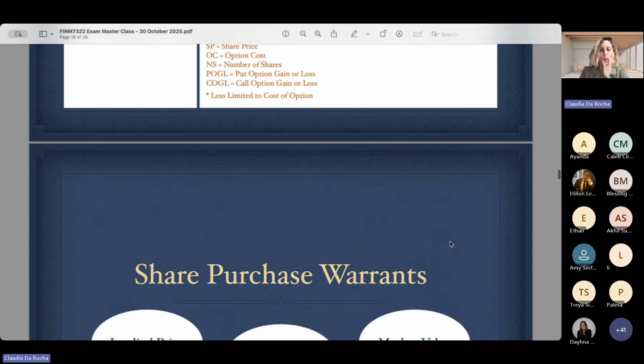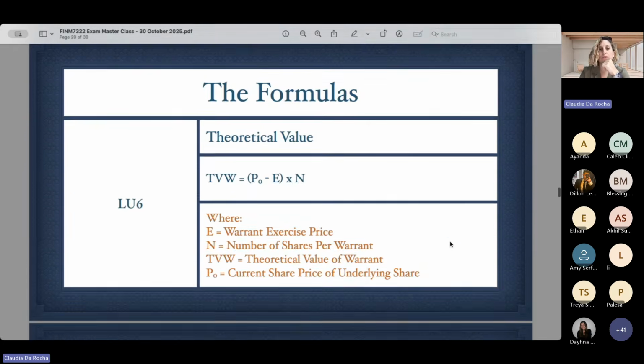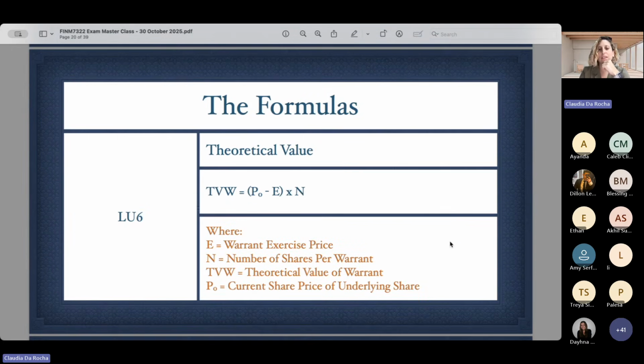Alrighty, let's go back to where we were. We did the implied price of a share warrant, then the theoretical value. The theoretical value is the value of that warrant. So maybe we paid 100 rands, that's the implied price, but maybe it's worth 120. That's what the theoretical value of a warrant is. It's the current share price of the underlying share, remember, warrants are based on an underlying asset, minus your warrant exercise price, times your number of shares per warrant. It's important that we know this formula, understand its relation to the implied price, and are able to apply it.